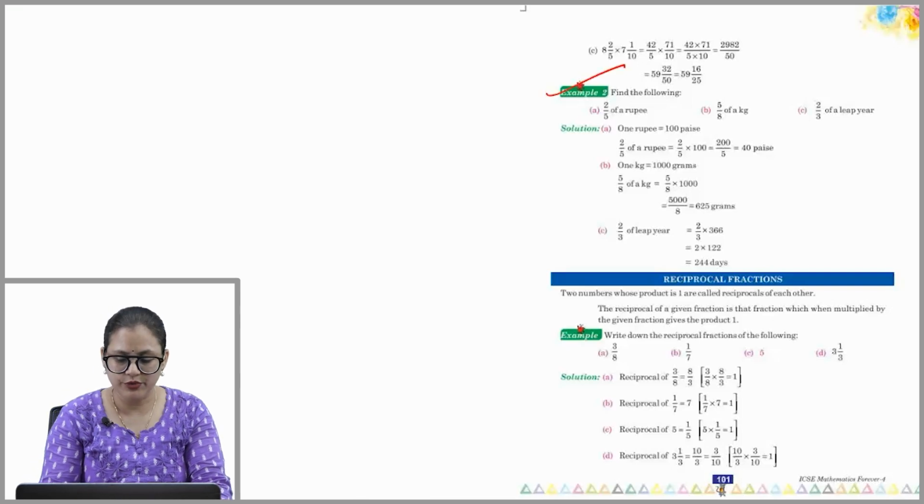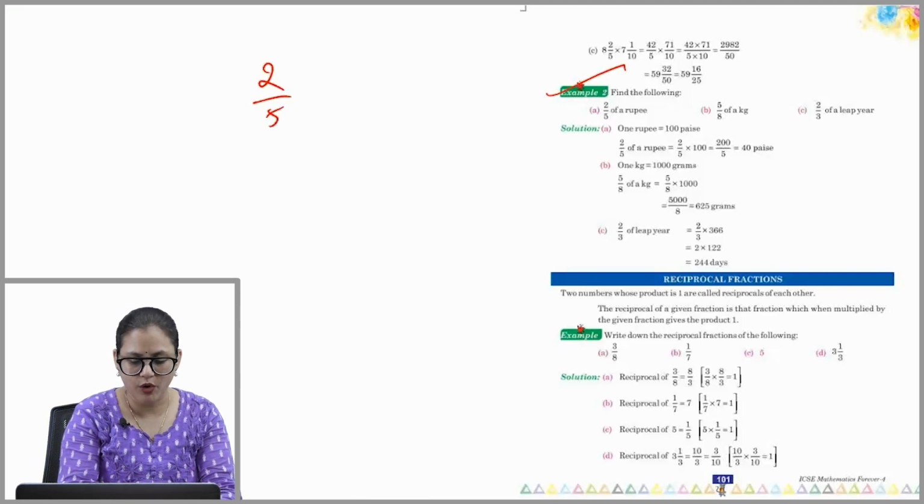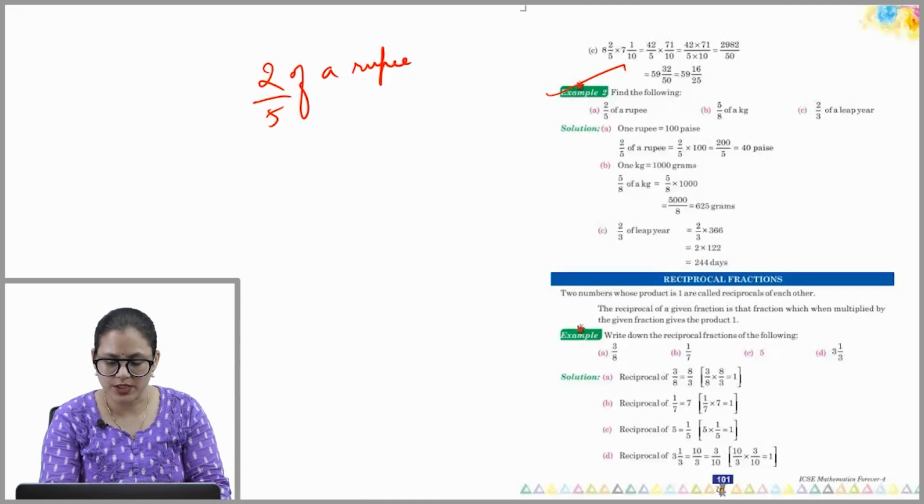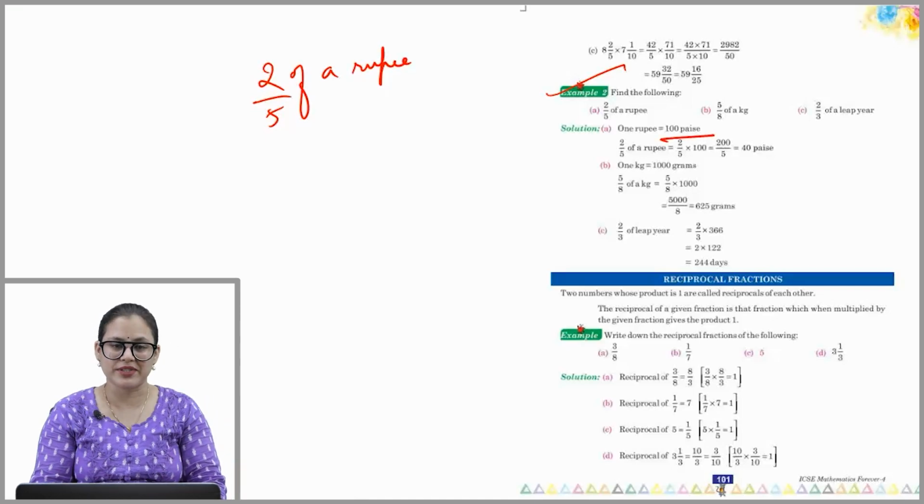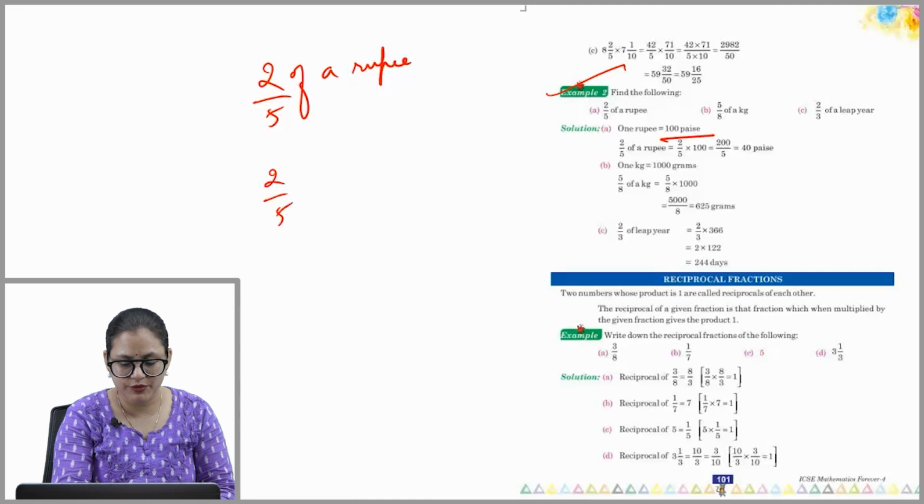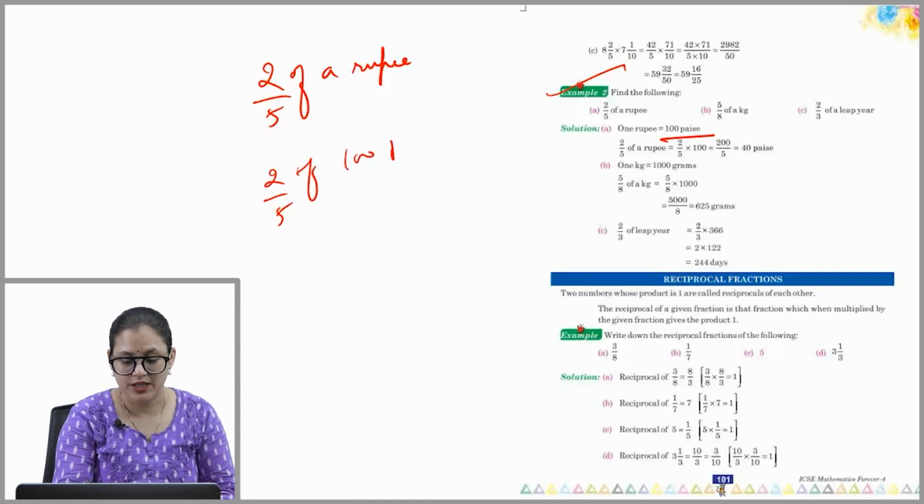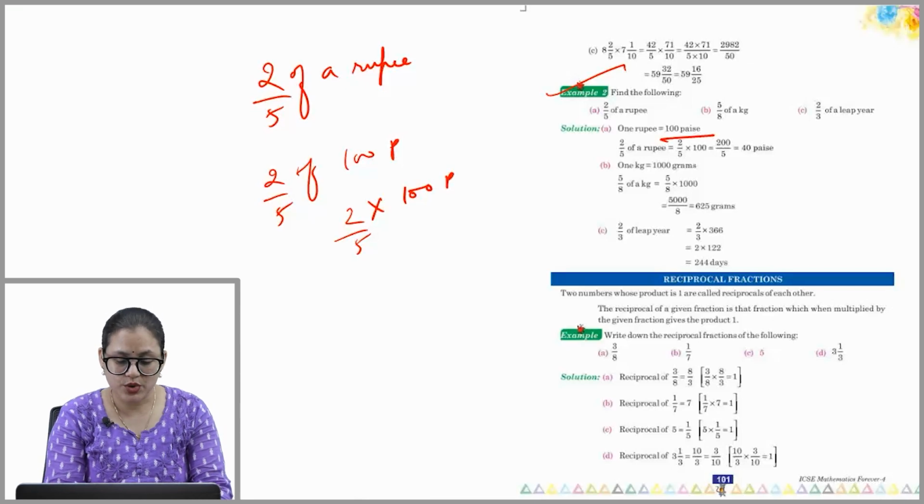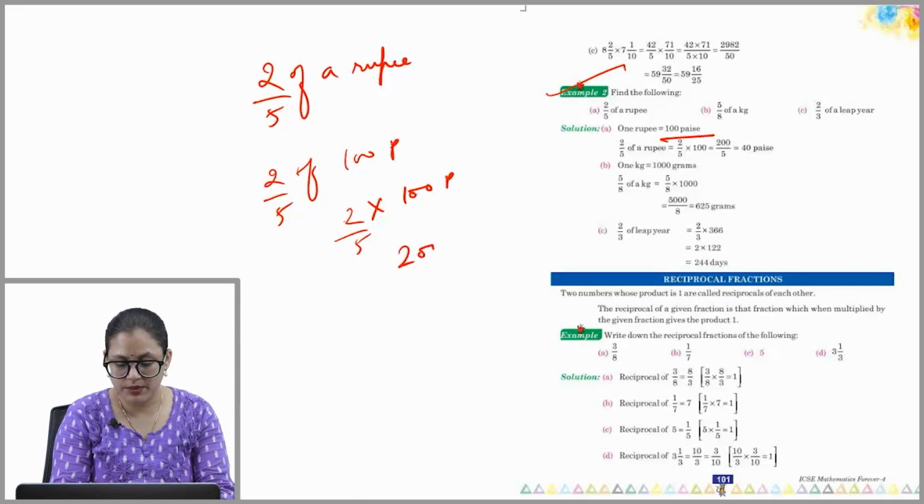Example 2. Find the following: 2 by 5 of a rupee. You know that 1 rupee is equal to how much paise? 100 paise. So 2 by 5 of 100 paise. "Of" means multiply, so 2 by 5 into 100. You will multiply 2 by 100, 200, divided by 5, that is 40 paise.